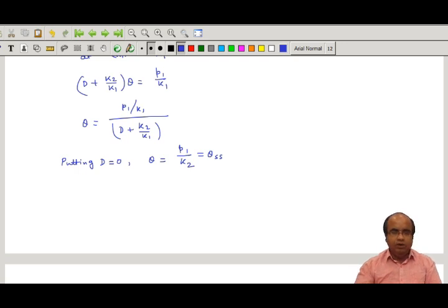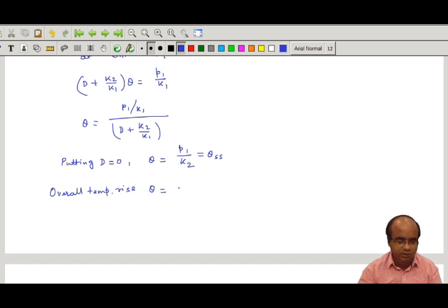Then the overall temperature rise of the machine can be written as theta equals theta SS plus m e to the power minus t by tau.